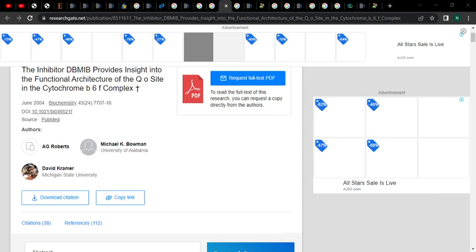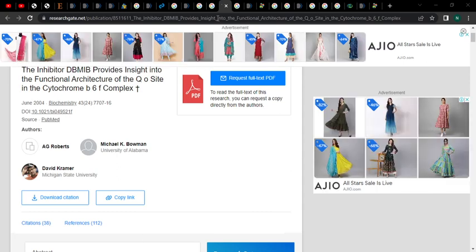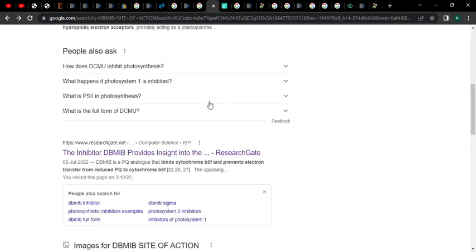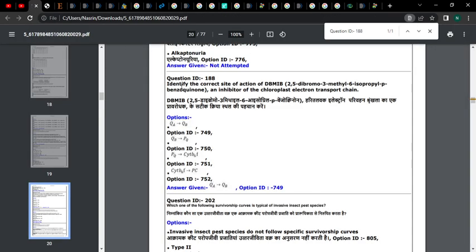If you refer to this particular article, they clearly mention the action of this particular photosynthetic inhibitor. It is a plastoquinone analog which binds with cytochrome b6f, and it prevents the transfer of electrons from reduced plastoquinone to cytochrome b6f. Okay. So the correct option is 751. So please don't challenge this question, friends.